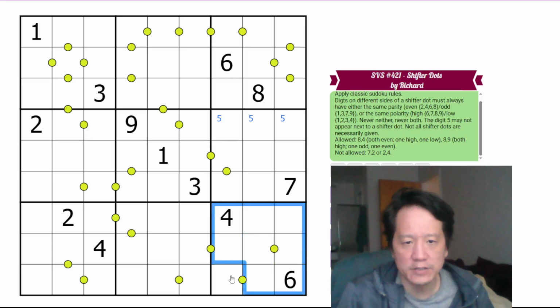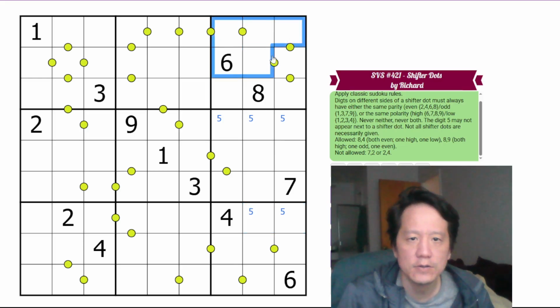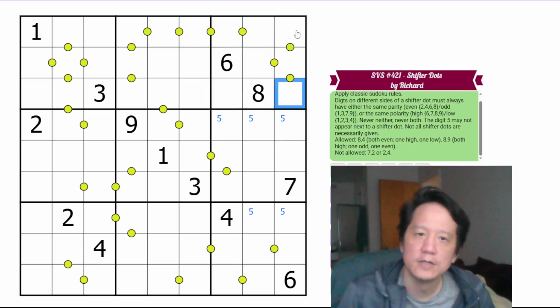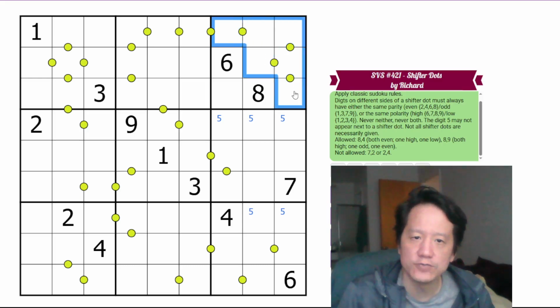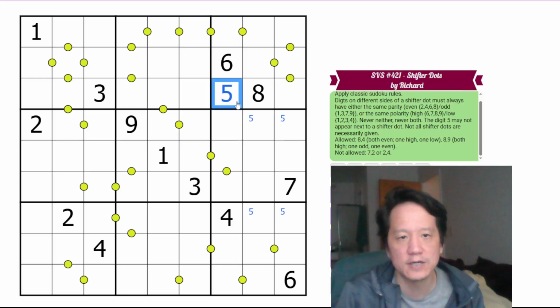What about box 9? Where is the 5? These are all next to shifter dots, so that can't be 5. So 5 has to be one of those 2. And what about box 3? Well, these are all next to shifter dots, and these are filled in, so 5 has to be here. So this is 5, which means that can't be 5.